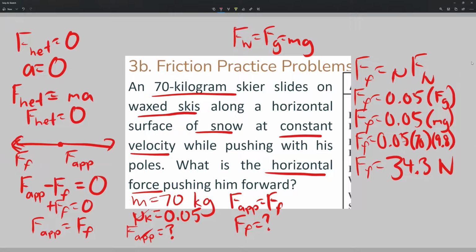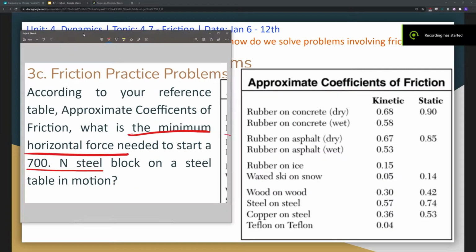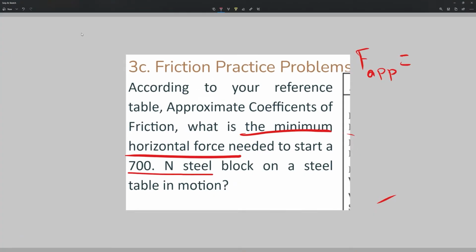That is your horizontal force pushing it forward, because it's equal and opposite. Alright, so with this problem, they're looking for your minimum horizontal force, they're looking for force applied, needed to start a 700 Newton steel block. And so right here, they're referencing your force due to gravity, because the 700 Newton steel block, that is your weight.